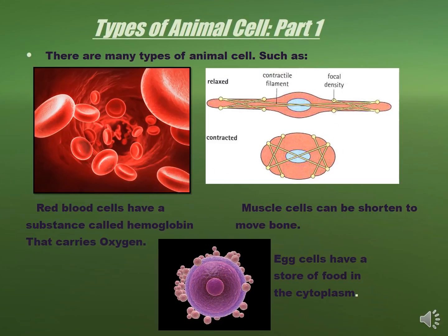Types of animal cell. There are also many types of animal cell, such as red blood cell. Red blood cells have a substance called hemoglobin that carries oxygen. Muscle cells. Muscle cells can be shortened to move bones. Egg cell. Egg cells have a store of food in the cytoplasm.